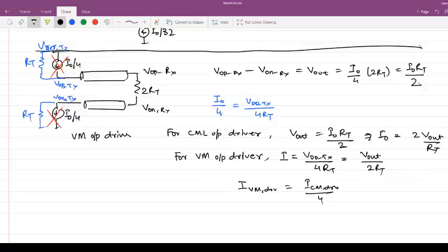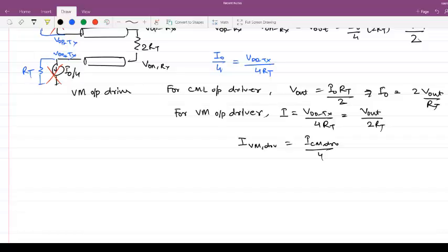Now, I can only make a statement on the current consumption for the same output swing, but I cannot say that the power consumption of a voltage mode output driver is 1/4 of the power consumption of the current mode output driver. The reason is I am not taking the supply into account, right? A current mode output driver can give you the same output swing, possibly with a lower supply, which the voltage mode output driver can't give. But if you are using the same supply, this has the potential of going to 1/4 of the power also. Okay.